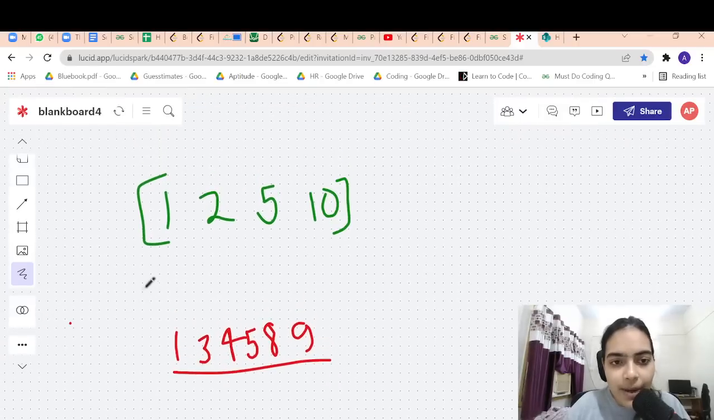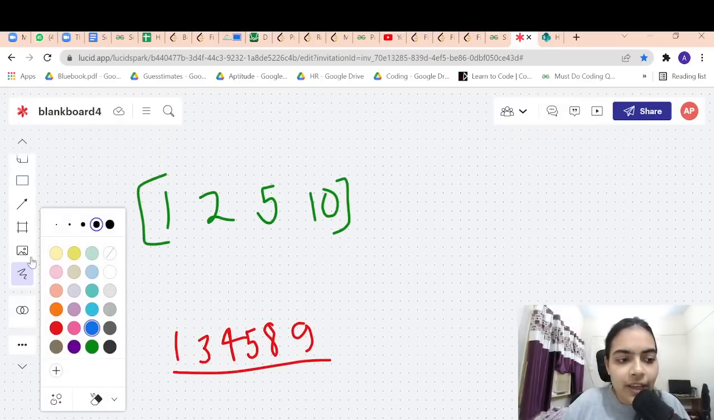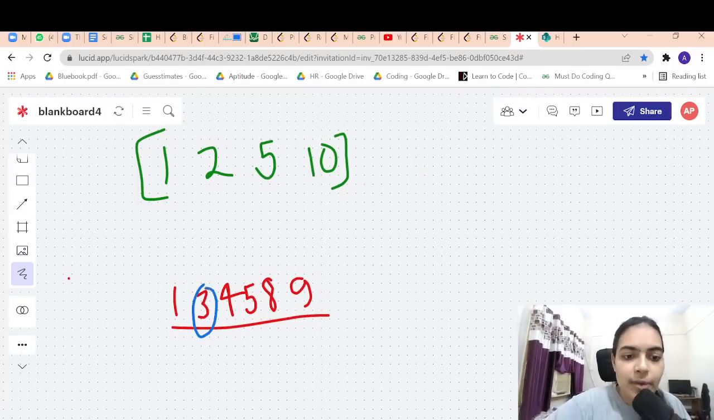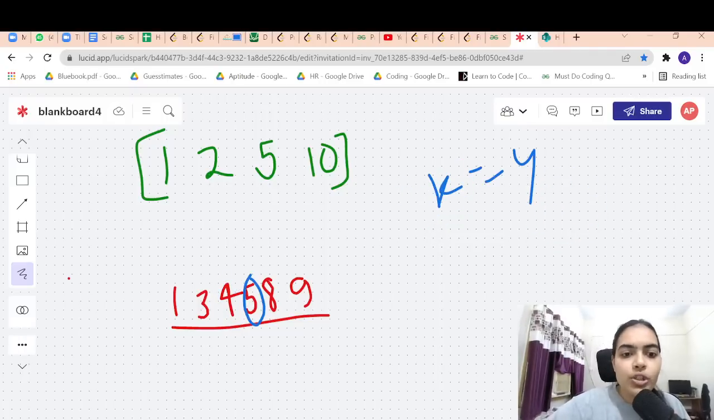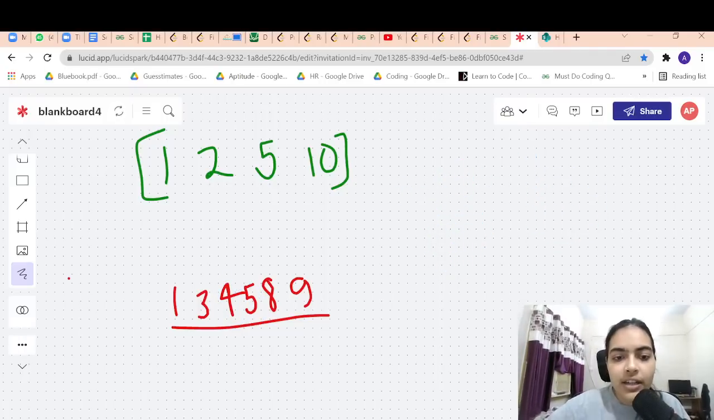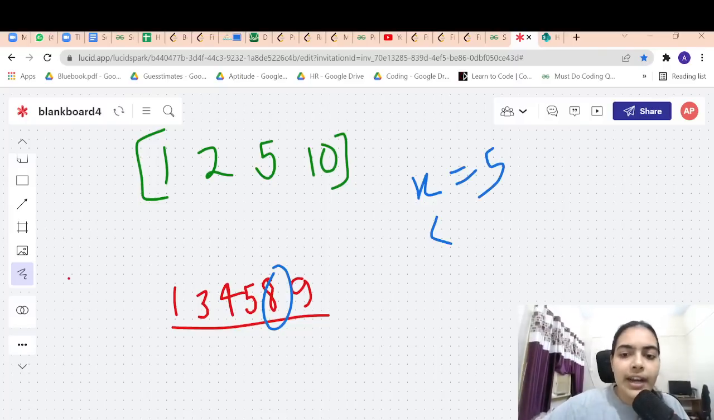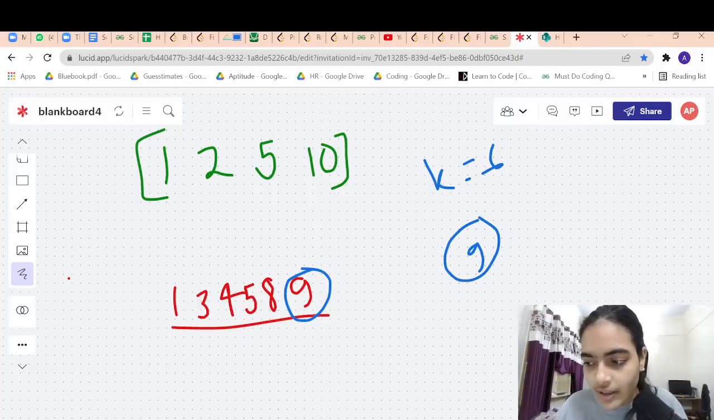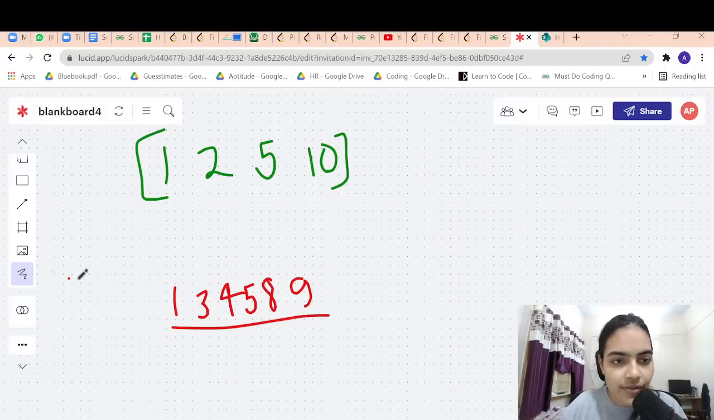Now, among these 6 pairs, okay, you will be given some k. For example, if k is equal to 1, then I have to return 1 as the answer. If k is equal to 2, the second smallest pair is 3. I have to return 3 as the answer. If k is equal to 3, then the third smallest pair is 4. I have to return 4 as the answer. If k is equal to 4, then the fourth smallest is 5. I have to return 5 as the answer. If k is given 5, I have to return 8 as the answer. If k is given 6, I have to return 9 as the answer, right? So these are all the possible pairs that we have, right?